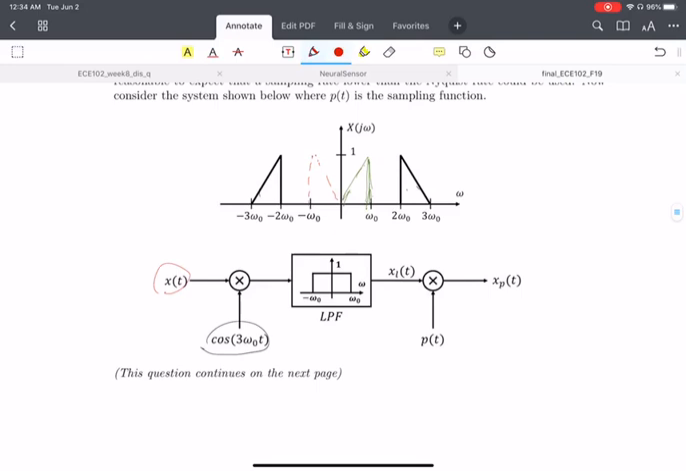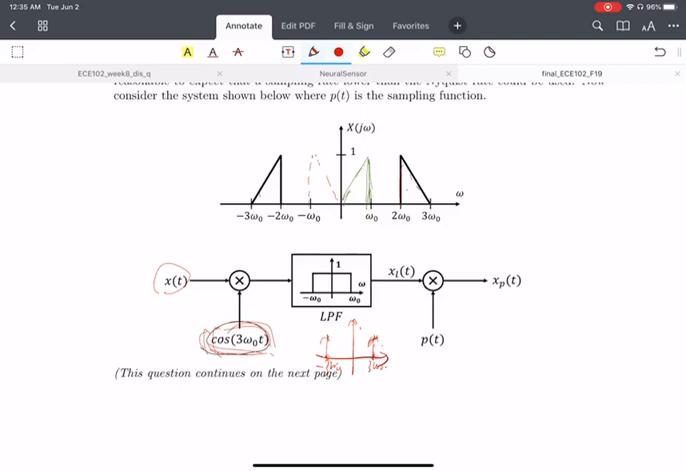So if we have x(t), its Fourier transform is in this form, and if we multiply by cosine 3 omega 0 t, this means that in the Fourier domain, it will be shifted. That's with two impulses, because we know that the cosine's Fourier transform will be two delta functions. So it's not the impulse chain. I mean the cosine's Fourier transform will be two deltas, one at minus 3 omega 0, the other at 3 omega 0.